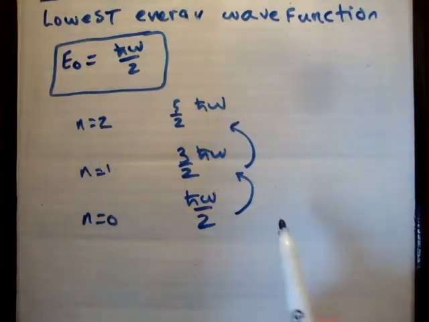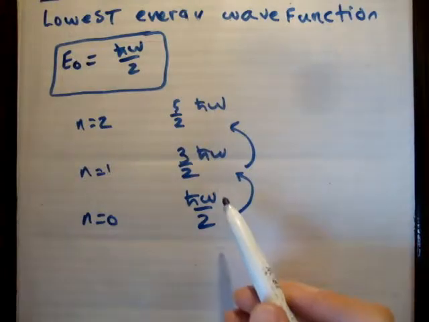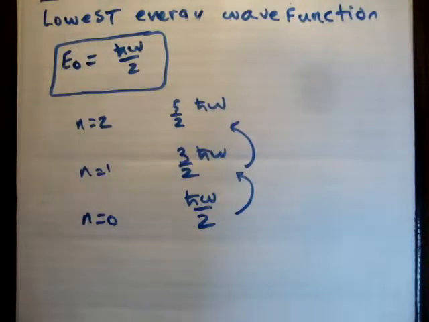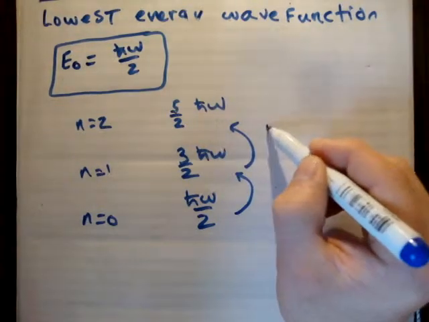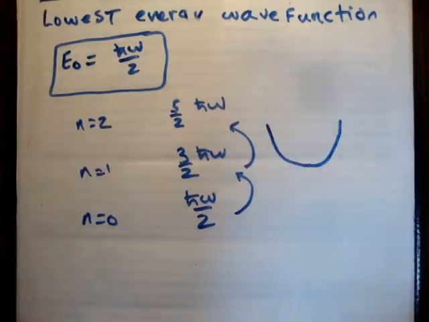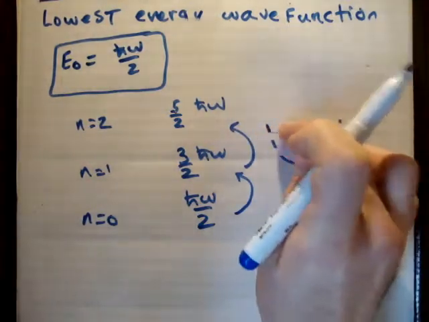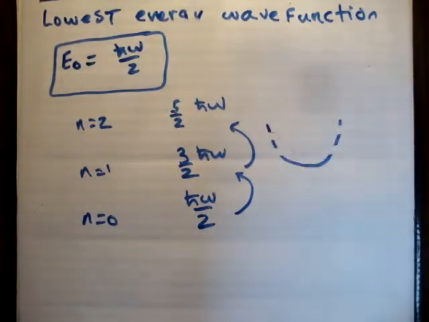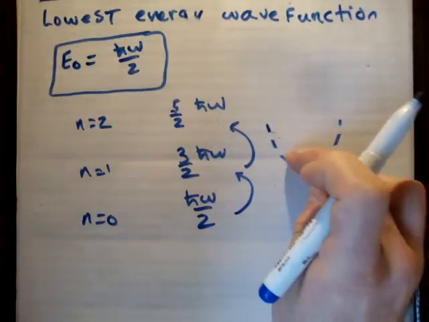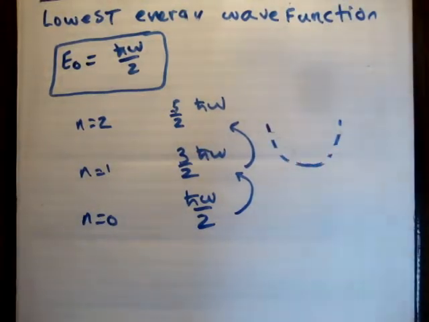So why can't we have 2 over 2 h bar omega? The answer is that it's not allowed. It is a disallowed energy level. That energy level cannot exist. So if we were plotting our energies, we'd have these kind of gaps in our energy like this. These disallowed or forbidden energy levels. Okay, and that is very important.